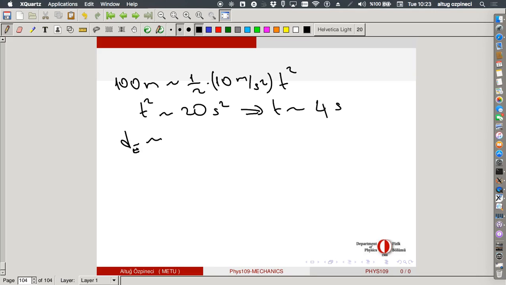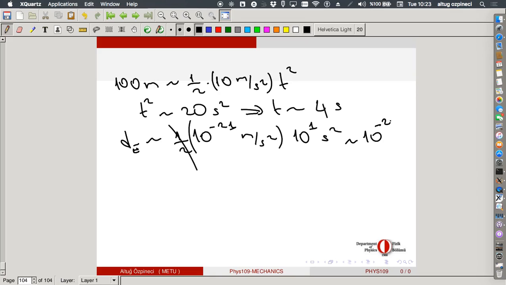The displacement of Earth will be something like 1/2 times its acceleration. But I don't even care about this 1/2. 10 to the power minus 21 meters per second squared times, well, it's 20 seconds squared. So this is something around 10 to the power minus 20 meters. So this is how much Earth will be displaced if you jump down. Do you remember the size of an atom? Size of an atom?